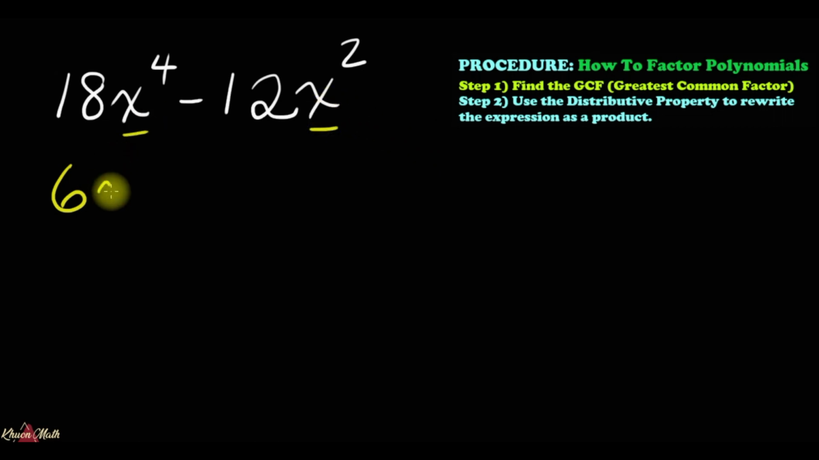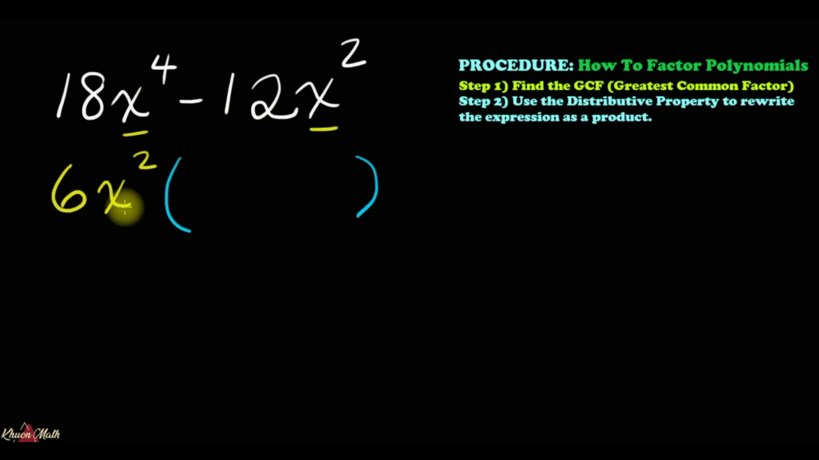So 6x squared is going to be your greatest common factor. Okay, so that's step 1. Step 2 is to use the distributive property to rewrite the expressions as a product. So 6 times what is 18x to the 4th minus 12x squared.